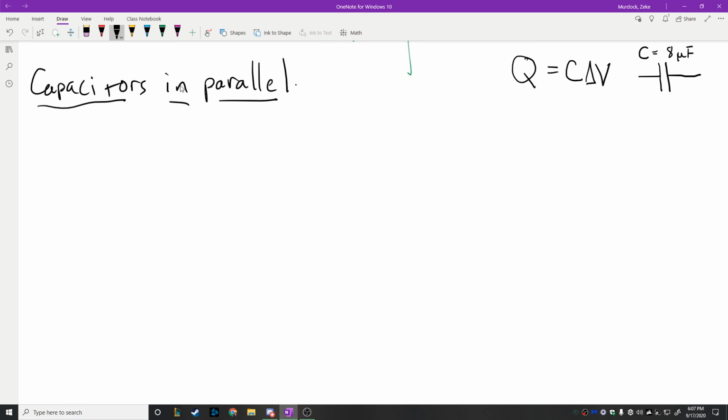Sorry. Capacitance is coulombs per joule. What am I talking about? Coulombs per volt. I'm making you guys even more confused, I'm sure. It's the amount of coulombs that you can store per volt that's applied to it. All right, so that's our capacitor.